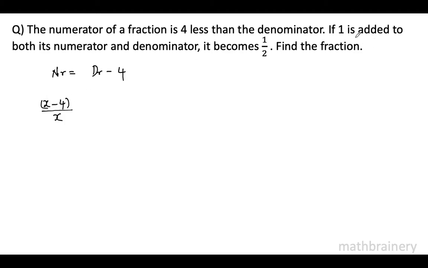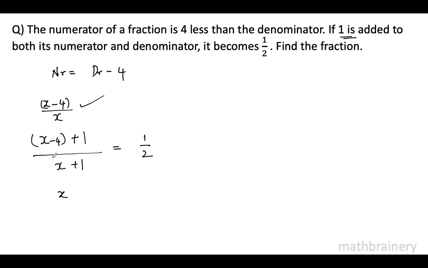Okay. Now what is given? If 1 is added to both its numerator and denominator, it should become 1 by 2. So if I am adding 1 to both numerator and denominator, that is numerator plus 1 and denominator plus 1, the resulting fraction must be 1 by 2. We need to find this fraction. Okay. So first let us simplify this.